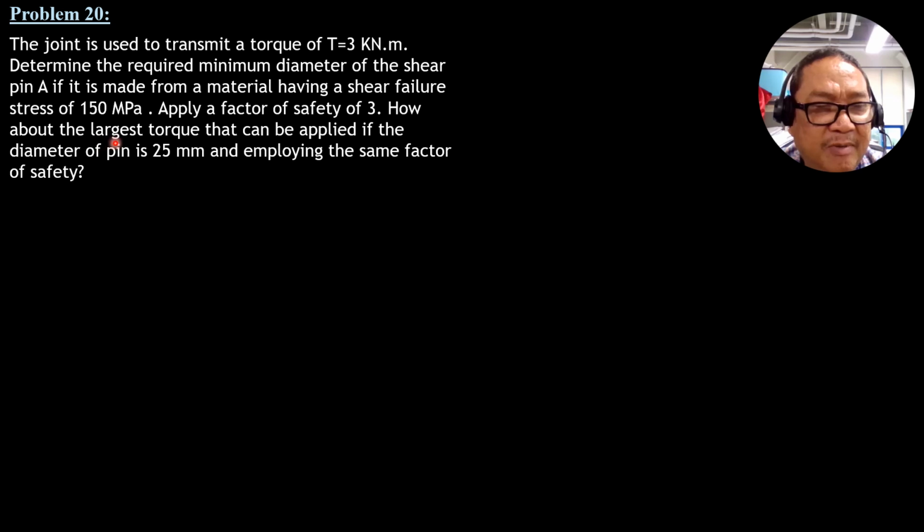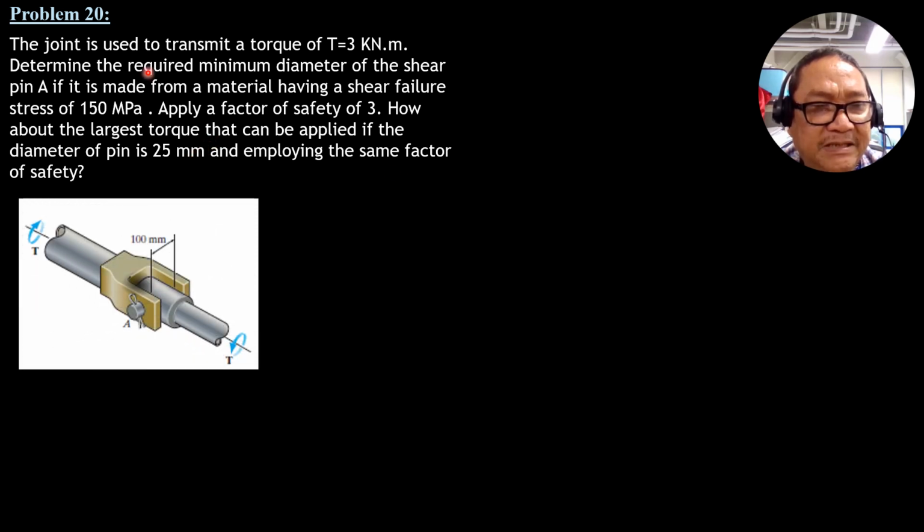This question, how about the largest torque that can be applied if the diameter of the pin is 25 mm and employing the same factor of safety? I already solved this in the preceding slide. So let's just focus on the second question.